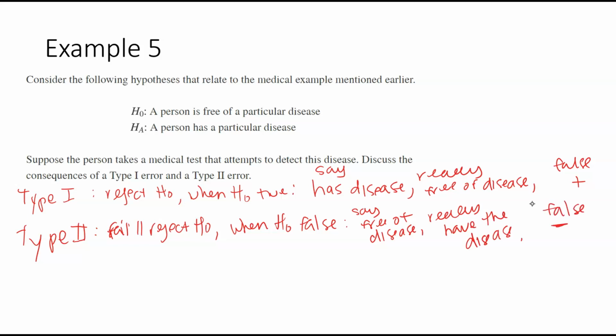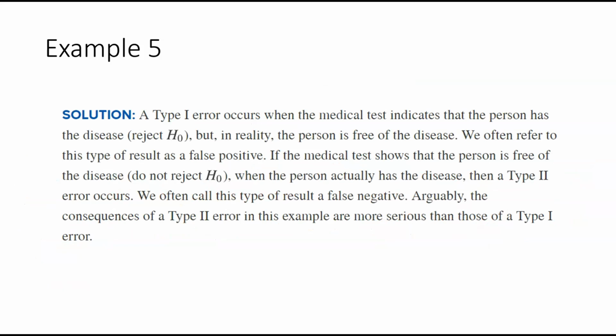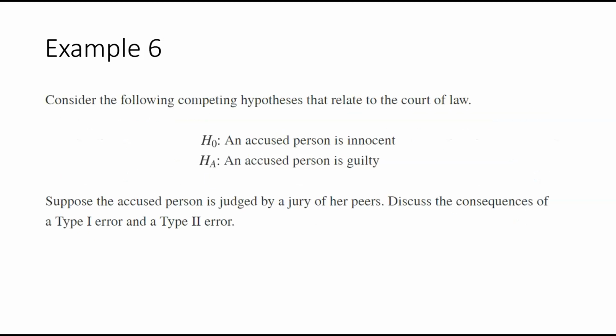So if we think about that, maybe we could say, what is worse, a type 1 or a type 2 error? You would probably say that maybe the false negative would be worse, because they really have it, but now they think they don't have it. Whereas with a false positive, maybe they'd get another test. The textbook agrees that a false negative could be more of a consequence. We'll do one more example together.